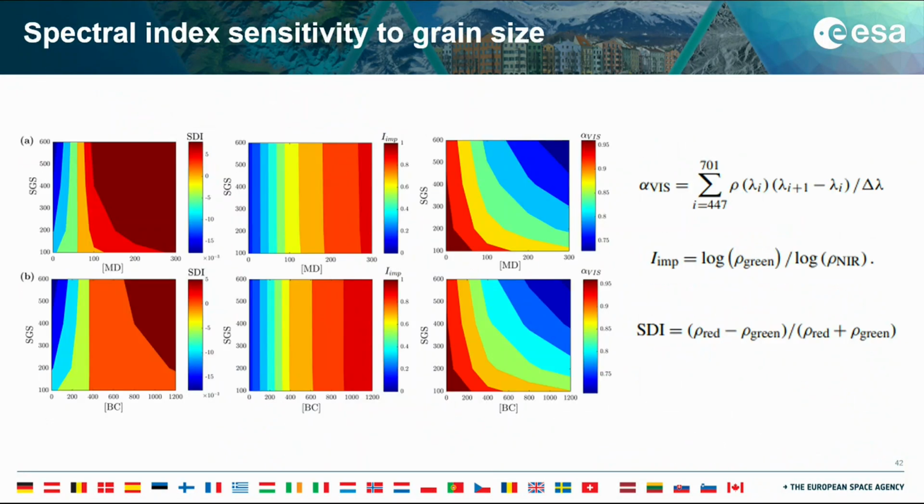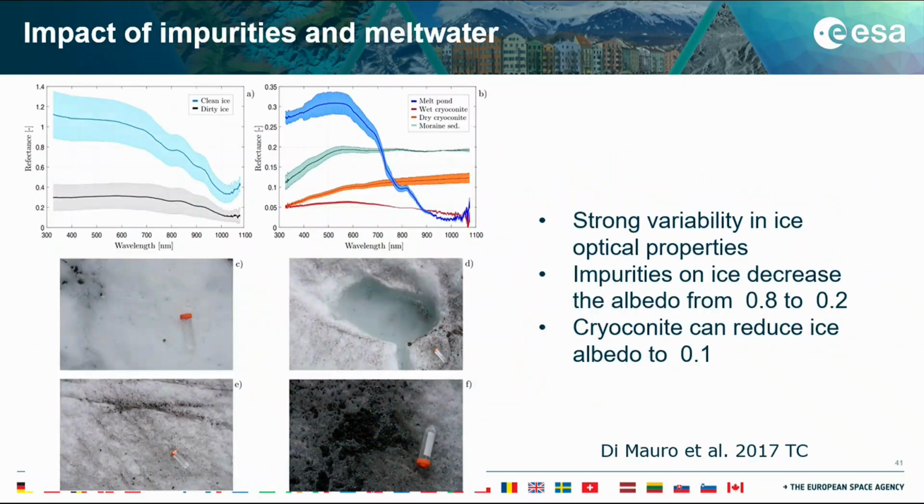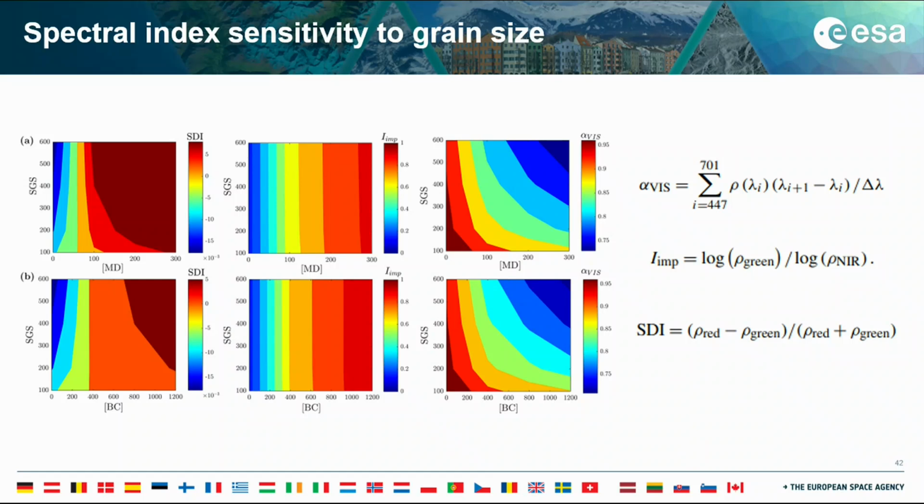I'm going a little bit faster on this point. What I was interested in, in this case, is to understand how the albedo and other impurity indices are influenced by the grain size, for example. So I made use of the SNICAR model again to simulate different imaginary snow with a concentration of dust and a particular grain size, and I was trying to understand which index is less influenced by the grain size, because I was interested in the concentration.